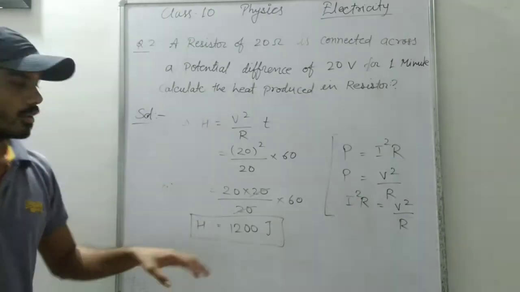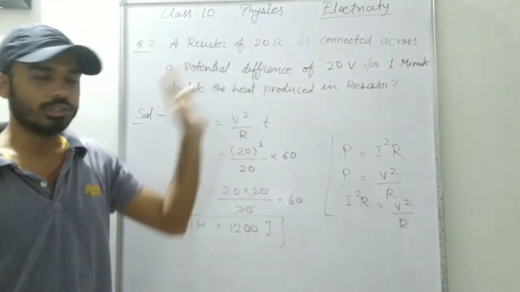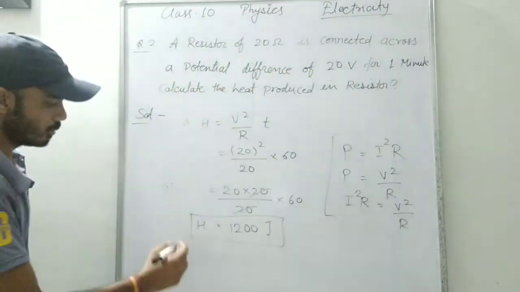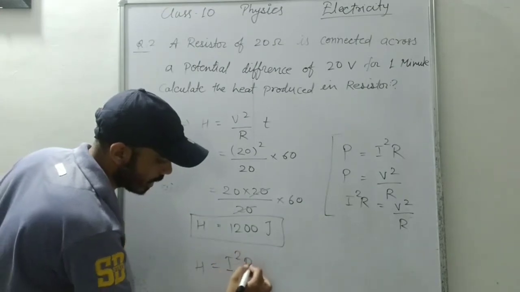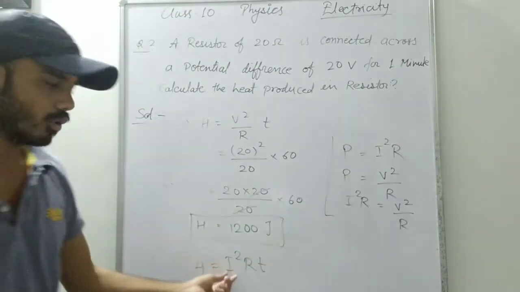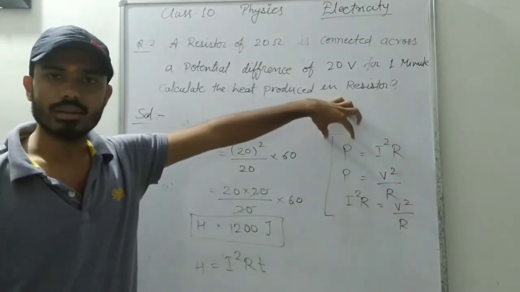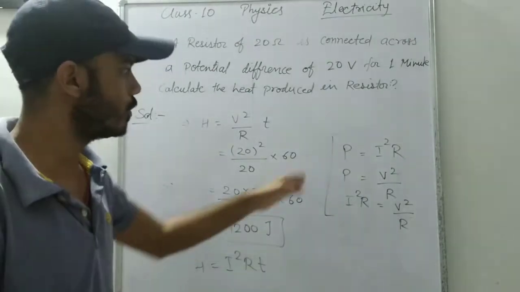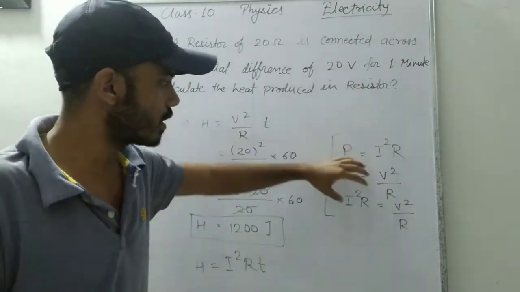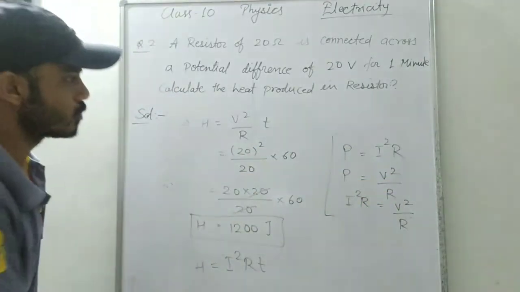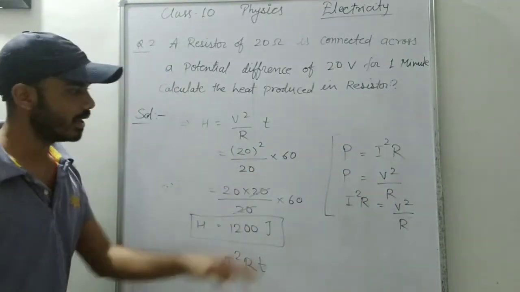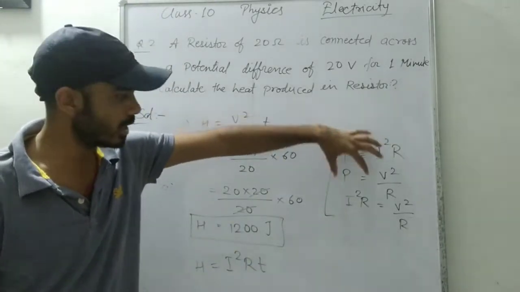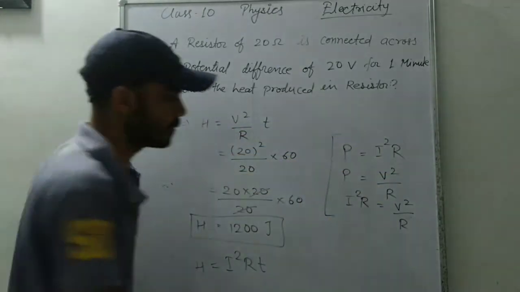Here is your answer. Once again, let's look once more. In this question we are given the value of potential and resistance, and the formula of H we know, which is I square RT. So here we don't have the value of I. So by the relation of electric power, we will replace I with V, since I's value is not given. So P is equal to I square R and P is equal to V square upon R. Both are the value of P, so we can write I square R is equal to V square upon R.